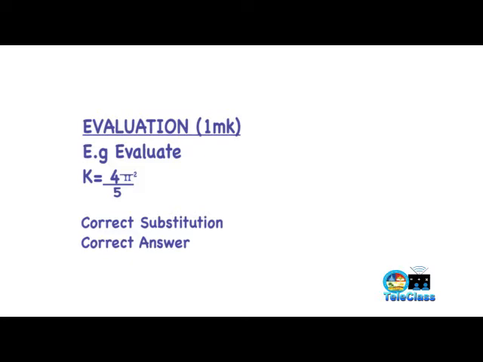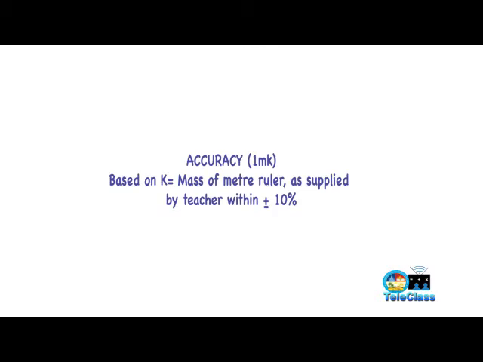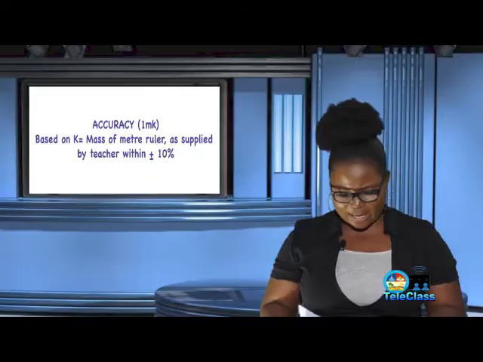Then there are some cases where we have accuracy. When we talk about accuracy, for instance, it says look for the value of k in that evaluation. K may mean the mass of the ruler that is supplied by the teacher. So if your value is plus or minus 10% of the value the teacher supplied, and the value of your k is corresponding to it, you get that 1 mark. Otherwise, if the teacher did not supply the value for the mass of the ruler, then the child scores 0 there.